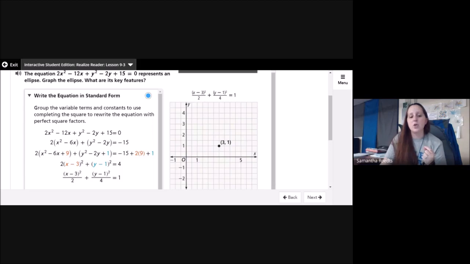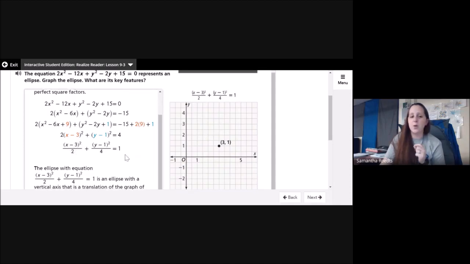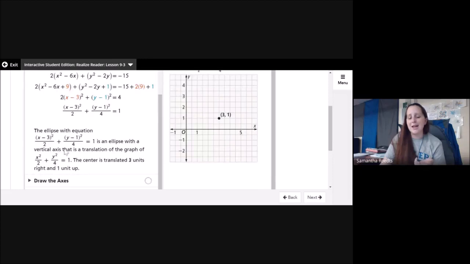Then I have 2 divided by 2 is 1, 1 squared is 1, so plus 1, plus 1. So that gives me 2 times (x minus 3) squared plus (y minus 1) squared equals 4. I divide both sides by 4, which gives me (x minus 3) squared over 2 plus (y minus 1) squared over 4 equals 1. The ellipse with the equation (x minus 3) squared over 2 plus (y minus 1) squared over 4 equals 1 is an ellipse with a vertical axis that is a translation of the graph of x squared over 2 plus y squared over 4 equals 1.